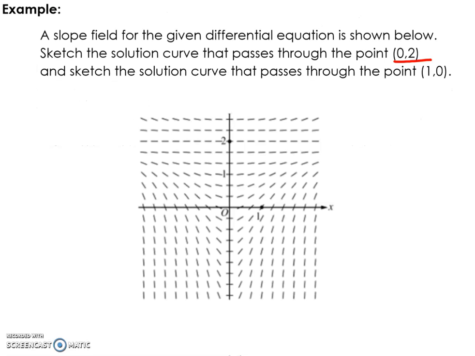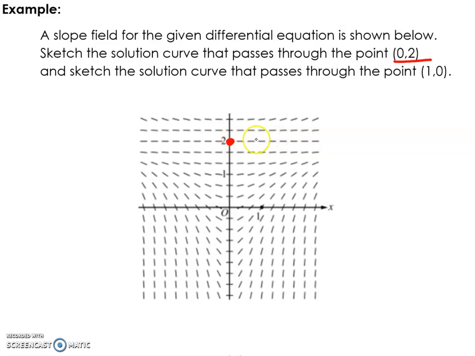So here's an example where the slope field for the given differential equation is shown below. Sketch the solution curve that passes through the point 0, 2, and then sketch the solution curve that passes through the point 1, 0. So first we're going to focus on 0, 2. So the first thing I'm going to do is mark that point. Okay, so from this point 0, 2, I want to fill in the solution curve.